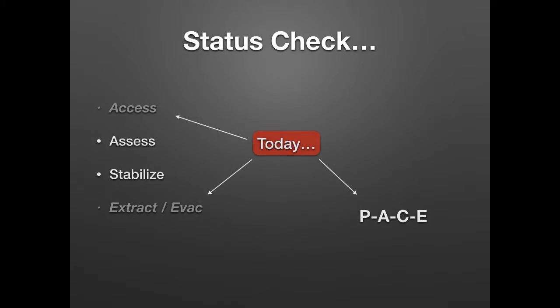So for us today, as a status check in TECC, we typically throw casualty management into 4 parameters, which is usually an access issue, an assess issue, a stabilize issue, and then an extract and evac issue. All those principles and your capabilities and skill sets that you bring into that operation are built on a PACE methodology. We have a primary, an alternate, a contingency, and an emergency. If we're building in, from breaching to hemorrhage control to you name it, we build that into a PACE methodology.